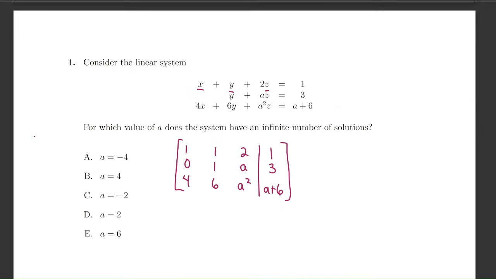Now, when we want to find for what value of a the system has an infinite number of solutions, this means that we're going to have one row of all zeros, because that means we're going to get a free variable, which can be anything, so then there's going to be infinite solutions to the system.